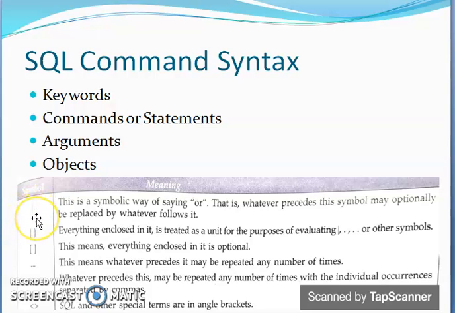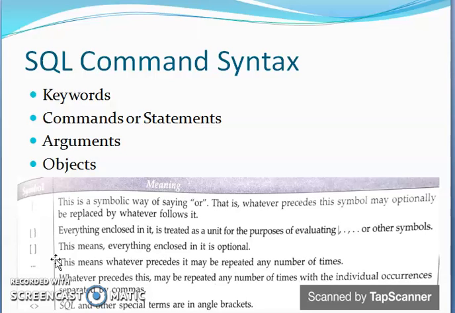First one is the vertical bar or symbol. This is a symbolic way of saying or. That is, whatever precedes this symbol may optionally be replaced by whatever follows it. Next one, curly braces. Everything enclosed in curly braces is treated as a unit for the purpose of evaluation. Then next one is square brackets. This means everything enclosed in it is optional.